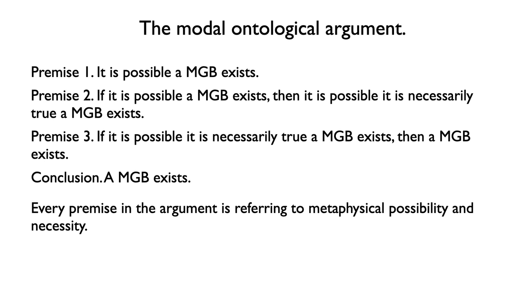So every premise in this argument is referring to metaphysical possibility and necessity. The first premise is saying it is metaphysically possible a maximally great being exists. The second premise is saying if it is metaphysically possible a maximally great being exists, then it is metaphysically necessarily true a maximally great being exists. And the third premise is saying if it is metaphysically necessarily true a maximally great being exists, then a maximally great being exists.